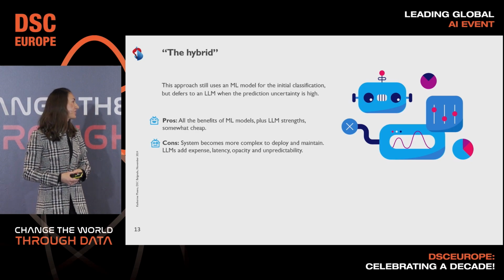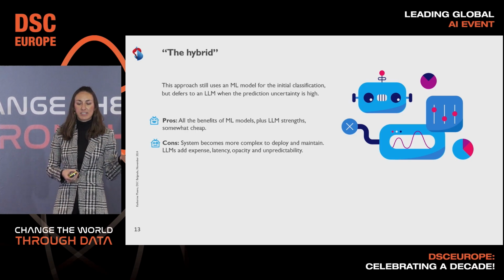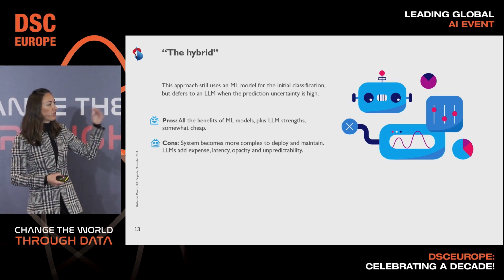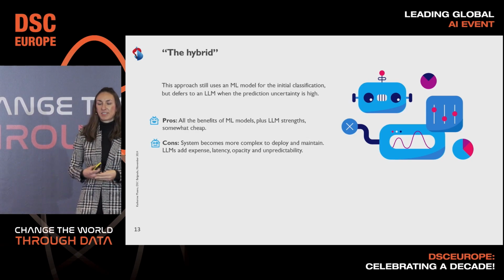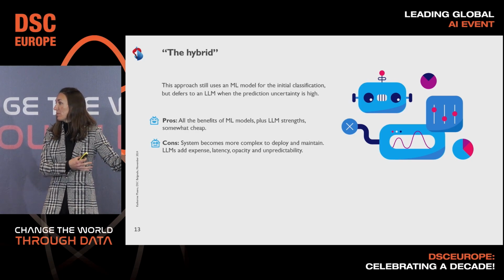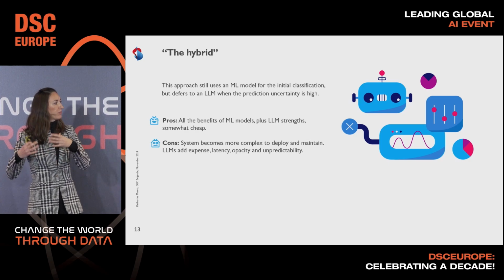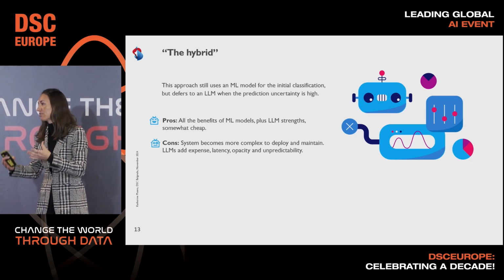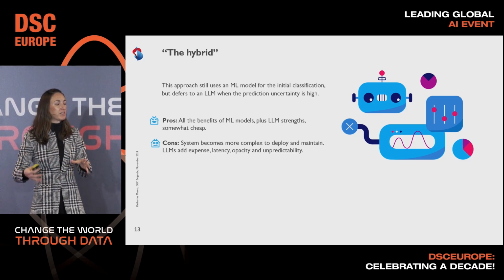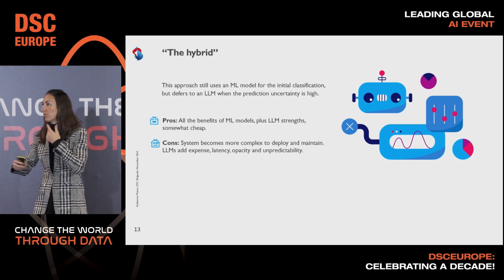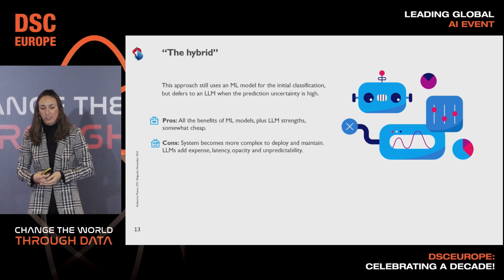The next architecture I'm calling the hybrid. This approach still uses a machine learning model for that initial classification, but when the prediction confidence is not very high, you could then defer to an LLM. The benefit of this is that all the good stuff I just mentioned about machine learning, you still get, plus you're starting to get the strengths of the LLM. So for those really vague cases that are hard to classify, you're drawing on the huge power of the LLM. But since it's only for those hard cases, you're getting it kind of for cheap because you don't have all of the latency and cost that you would have if you used it for every single interaction.